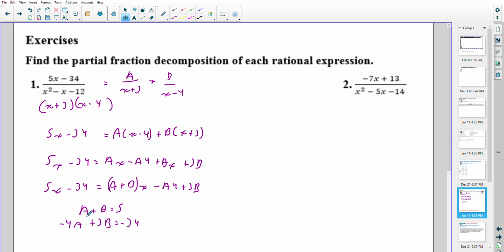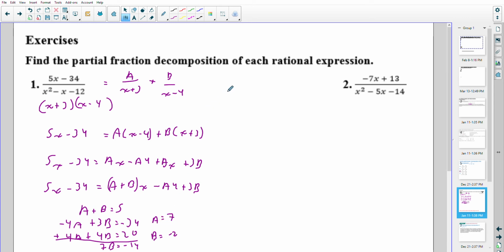So if I change that first one by multiplying it by 4 on the left and the right, and then adding the two equations, I'm doing a linear combination system here. I'm going to see that 7b equals negative 14, so b is equal to negative 2. If I know that b is negative 2, I can see that a is equal to 7.